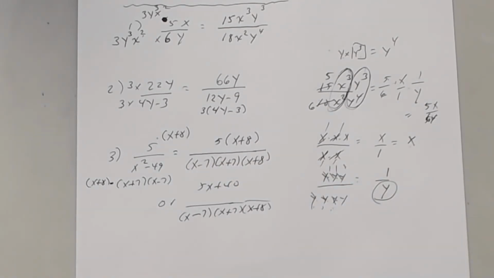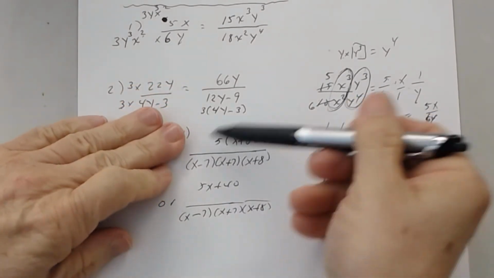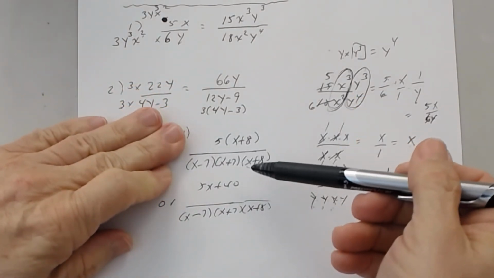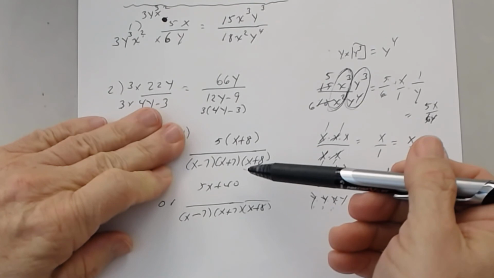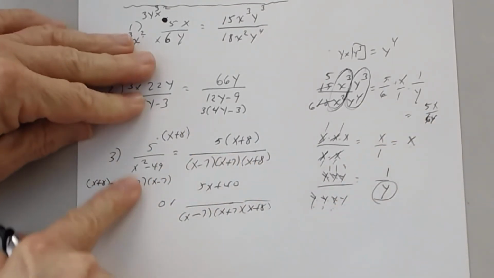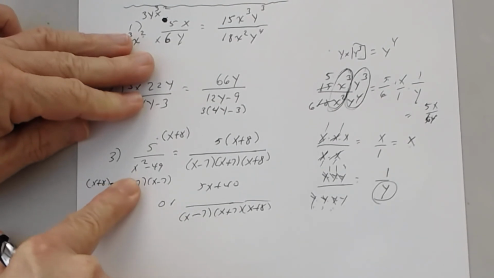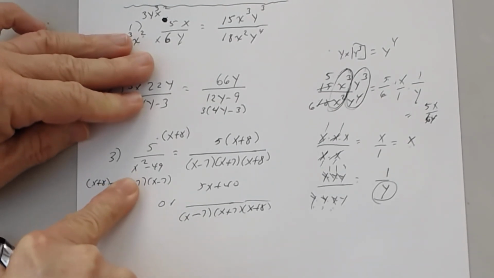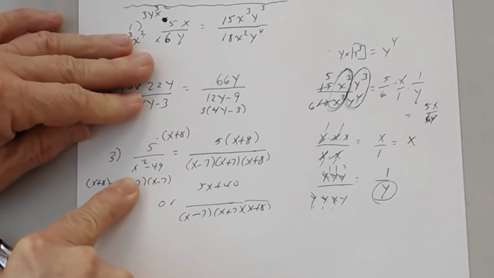So don't confuse that with what you did in section 14.1. Section 14.1 said simplify. That was the direction. So in 14.1, you would have been given this, and you would have been told to simplify. Then you would have reduced the x plus 8, and you would end up with 5 divided by x squared minus 49. But the directions here don't say simplify. The direction says write equivalent fractions.